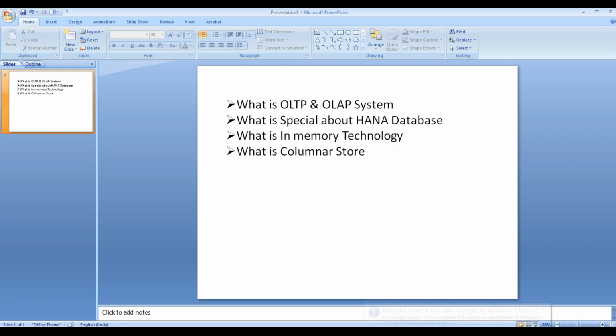We know HANA system is very special, so we will see what is the specialty about the HANA database. We will understand what an OLTP system is, what an OLAP system is and how it is different, and how the evolution of HANA started. And we will discuss from a technical point of view what in-memory technology is, what columnar storage is, and how columnar storage is different from traditional row storage. All these things we are going to see in this video in detail. Stay tuned.